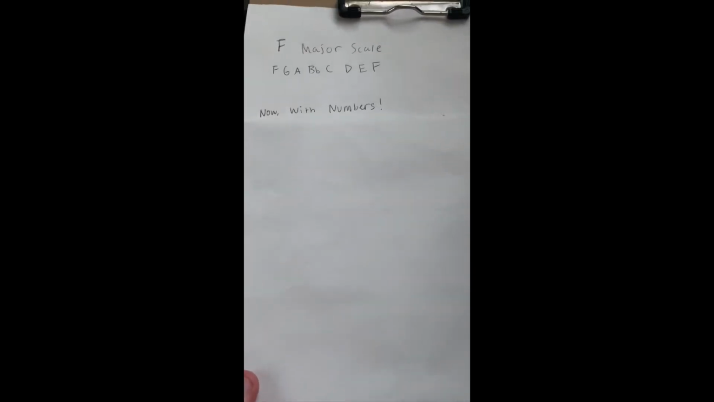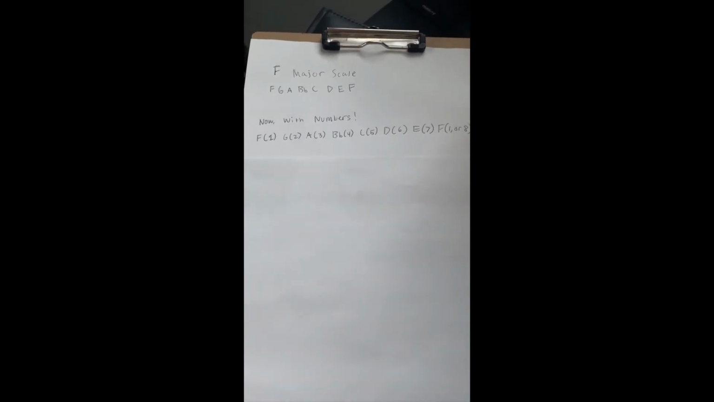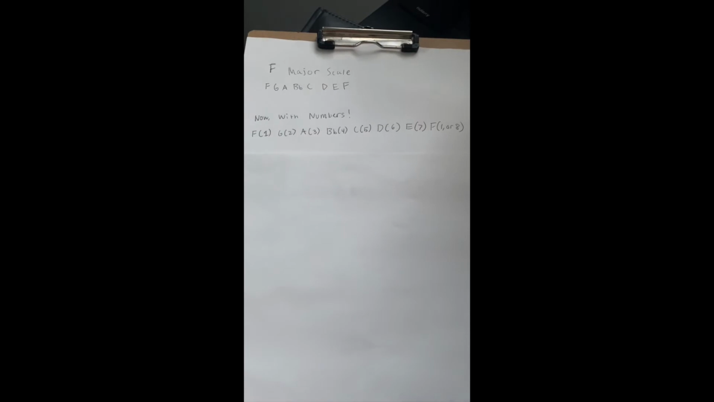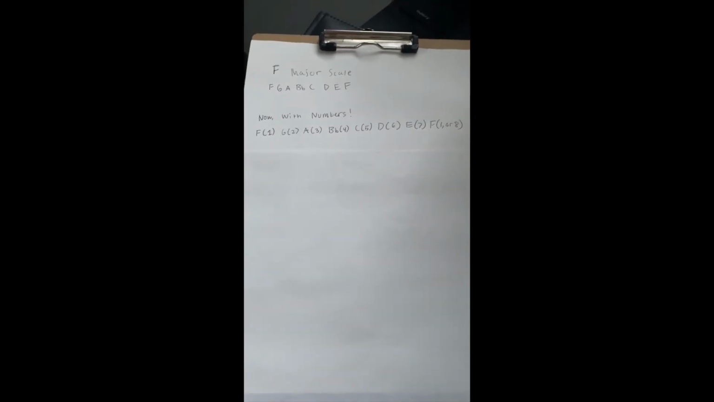Now, why don't we assign a number to each note in the scale? So we get this scale. Still F major, but now there are just numbers, and we're looking at it as if they were numbers. So we have F is 1, G is 2, A is 3, B flat is 4, C is 5, D is 6, E is 7, and F could be 1 or 8, whichever you prefer. So now, let's take a look at the blues scale formula.